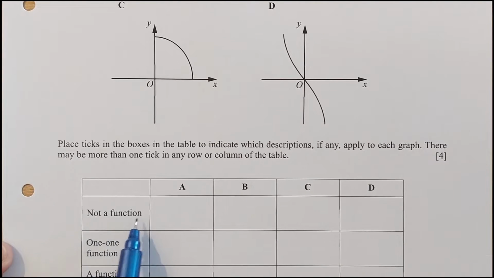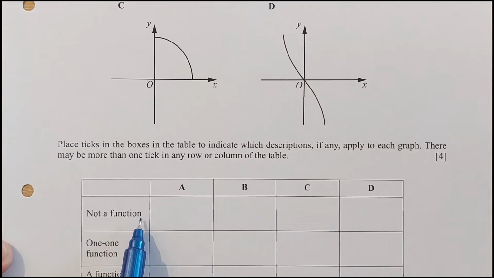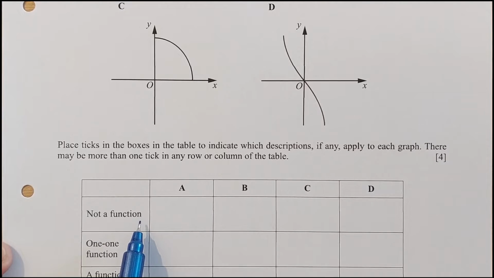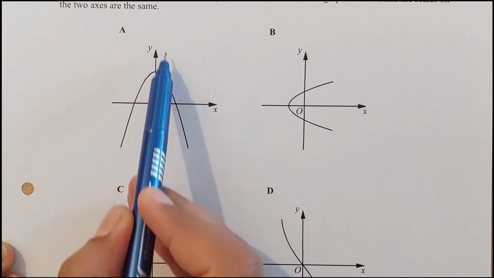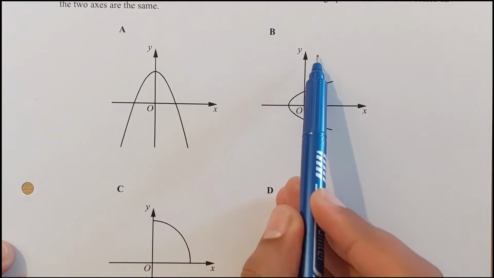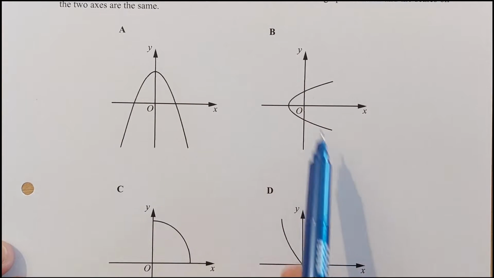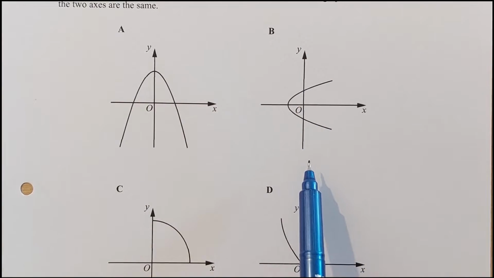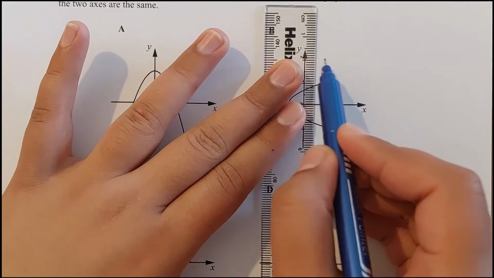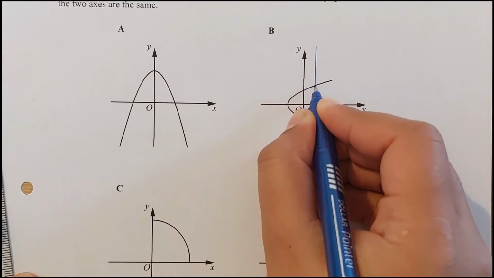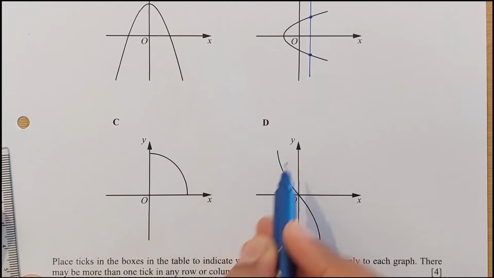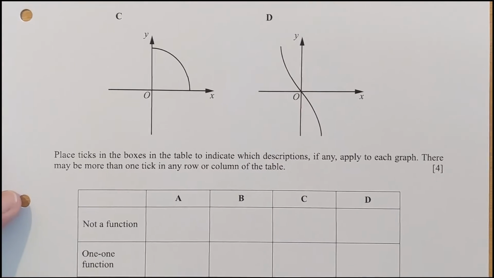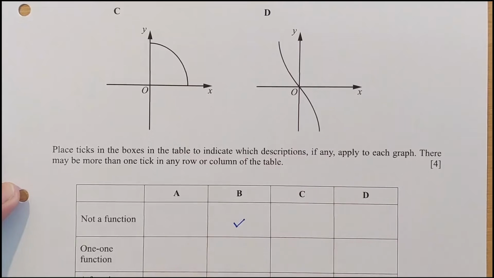So first we have to check not a function. Okay, so a graph is a function when it satisfies the vertical line test. When it is not a function, it will not satisfy the vertical line test, right? Okay, so if I draw the vertical line on A, it is a function. If I draw the vertical line on B, it is not a function because the vertical line intersects it at 2 points. You can see the vertical line intersects the graph at 2 points. So this is not a function. If I draw the vertical line here, it is a function. Vertical line here, it is a function. So the thing which is not a function is B.